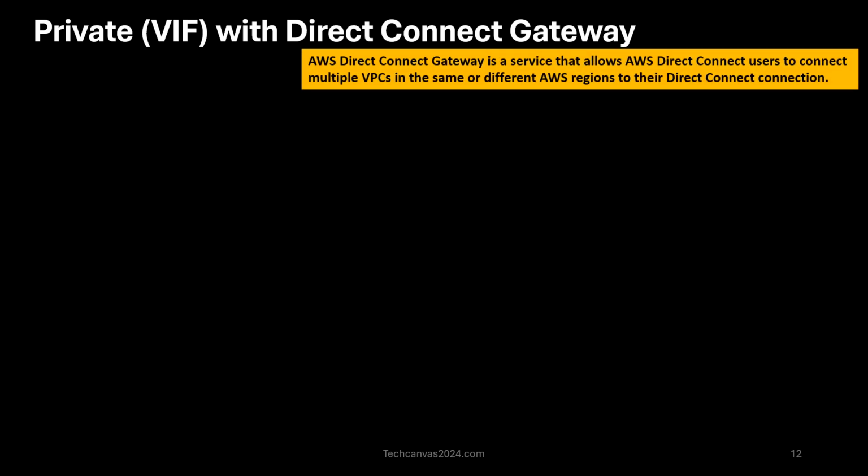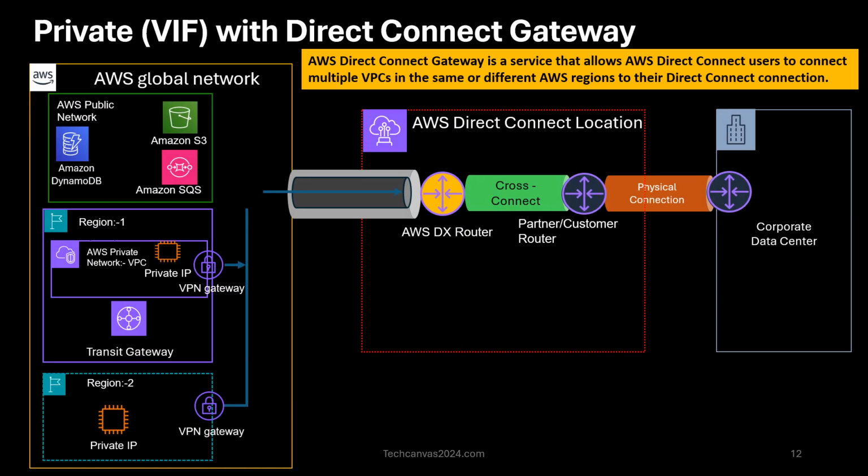So let's talk about private VIF with Direct Connect Gateway. Direct Connect Gateway is a service that allows AWS Direct Connect users to connect multiple VPCs in the same or a different AWS region to their Direct Connect connection. As we can see in the diagram, you have Direct Connect Gateway which is connected via private VIF to multiple VPCs which sit inside multiple regions. So that is the main key feature of using Direct Connect Gateway with a private VIF.